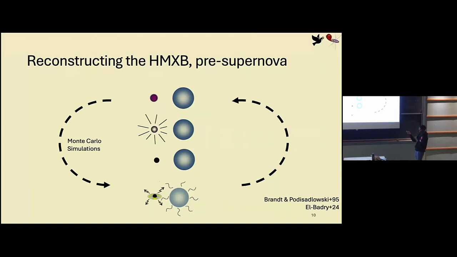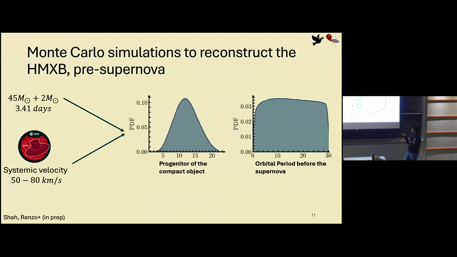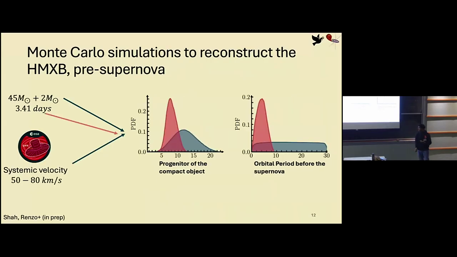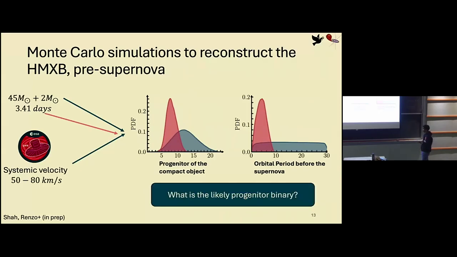When we do this with our high mass X-ray binary, what we find is that the systemic velocity can strongly constrain the mass of the progenitor of the compact object. But if we also use the fact that the binary has a very tight orbital period today, we can get a really strong constraint on both the period and the mass of the progenitor just before the supernova. And this is actually pretty useful if you want to chart the past evolutionary history of the system, which is now what I will show using MESA.